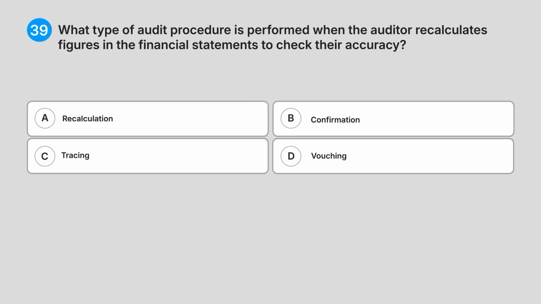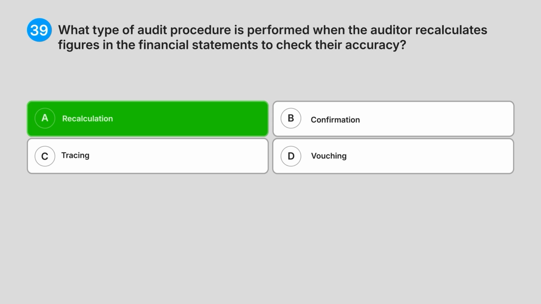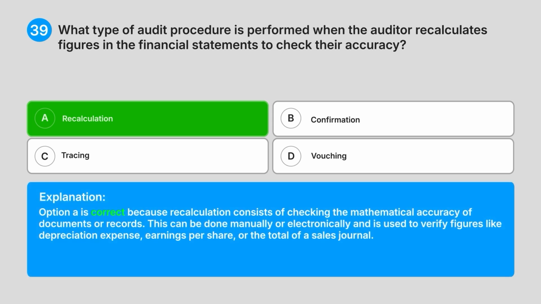Correct answer: A. Recalculation. Explanation: Option A is correct because recalculation consists of checking the mathematical accuracy of documents or records. This can be done manually or electronically and is used to verify figures like depreciation expense, earnings per share, or the total of a sales journal.